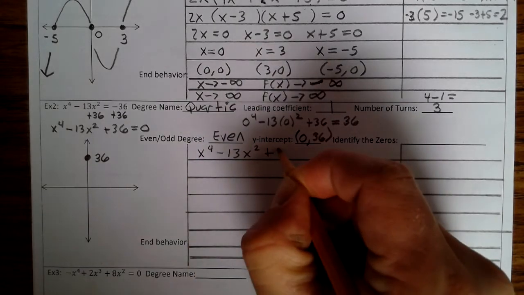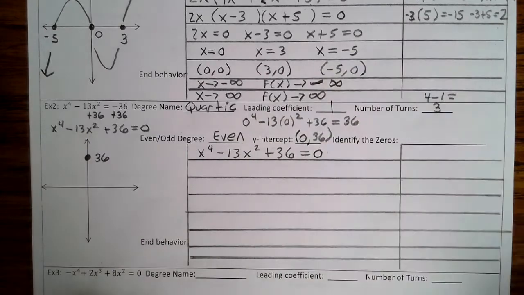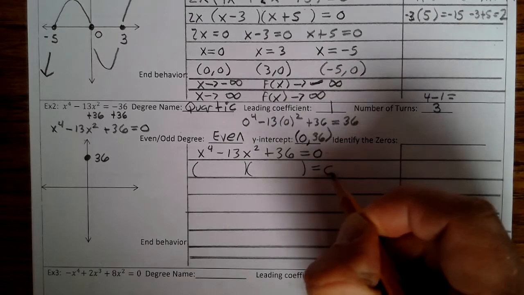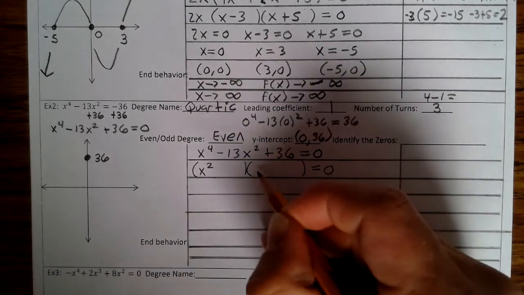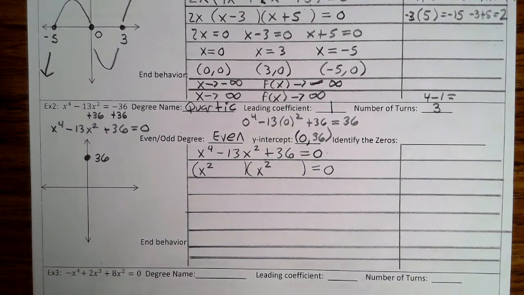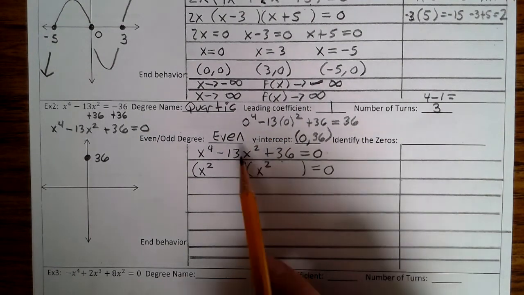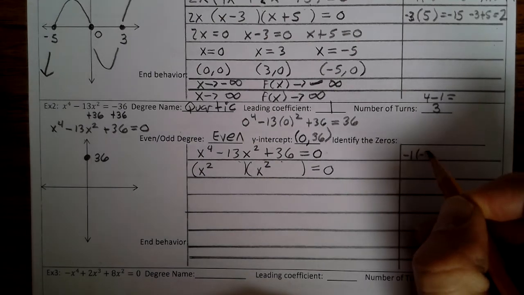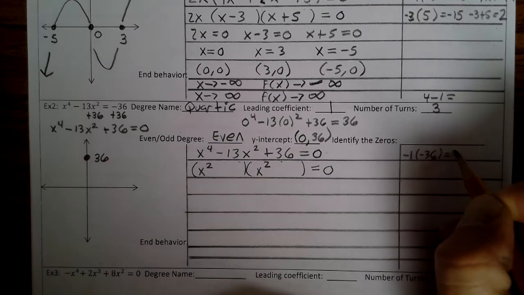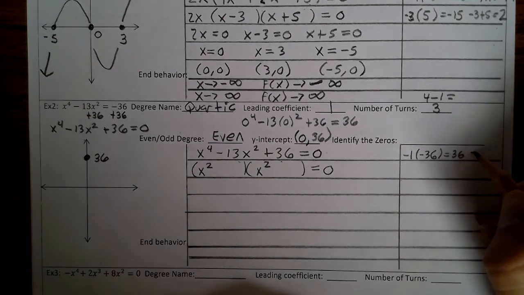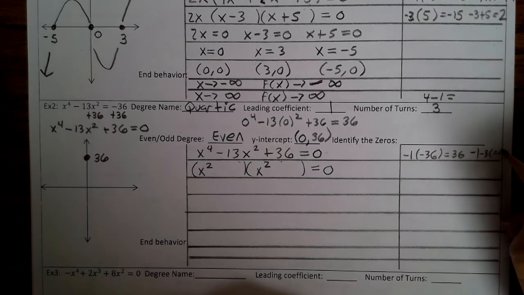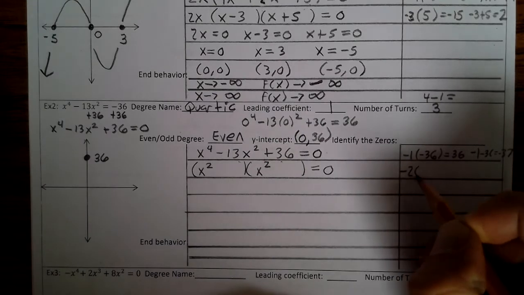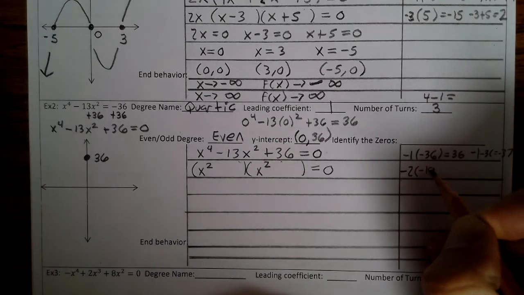So to factor, we know 2 parentheses equals 0. We know x squared. Now we need to find all the combinations to make a positive 36 combined to be negative 13. So negative 1 times negative 36 is 36. Negative 1 minus 36 is negative 37. Negative 2 times negative 18 is positive 36. Negative 2 minus 18 is negative 20.